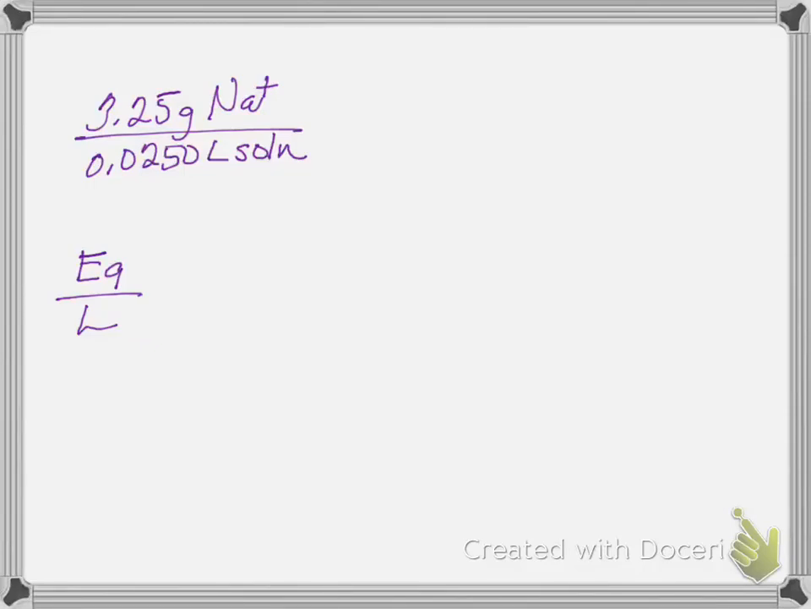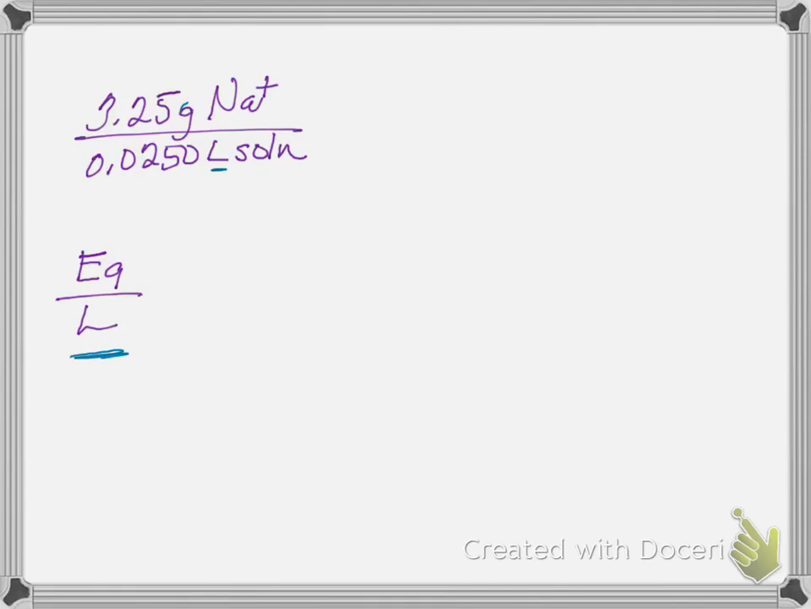So we're given some information in the problem. It gives us the mass of sodium plus ions in 0.0250 liters of solution. So we can write that as a relationship because there's some connection between those two numbers based on the context of the problem. What we're trying to get to is equivalents per liter. Okay, so that means we need to get the grams, which is in the numerator, converted to equivalents.